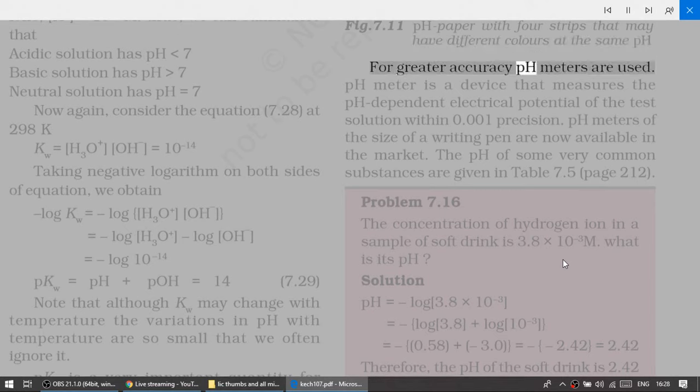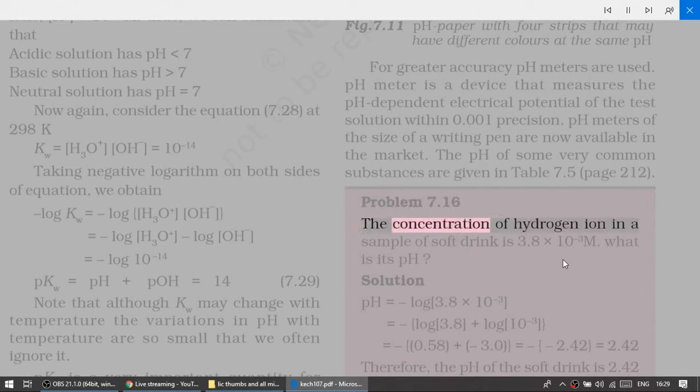For greater accuracy, pH meters are used. A pH meter is a device that measures the pH-dependent electrical potential of the test solution within 0.001 precision. pH meters of the size of a writing pen are now available in the market. The pH of some very common substances are given in Table 7.5, page 212.